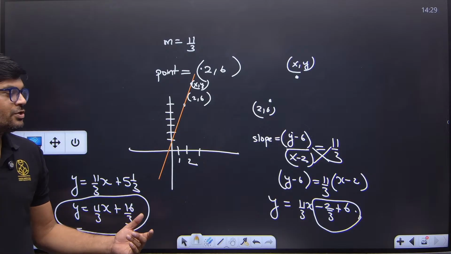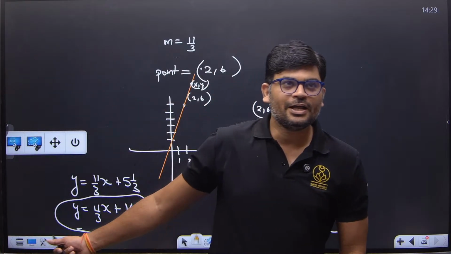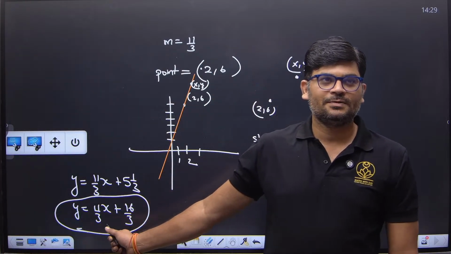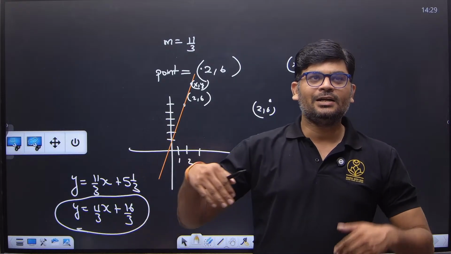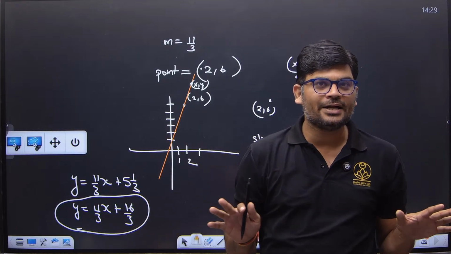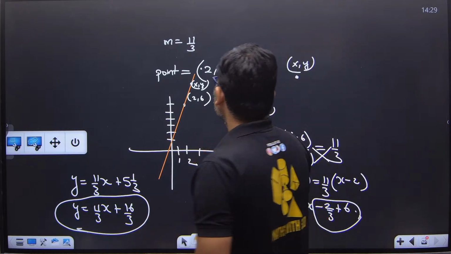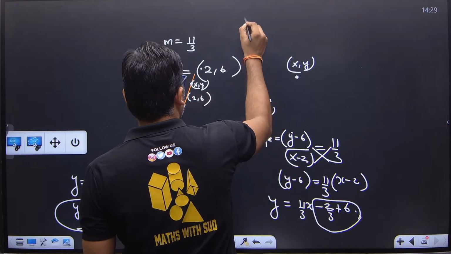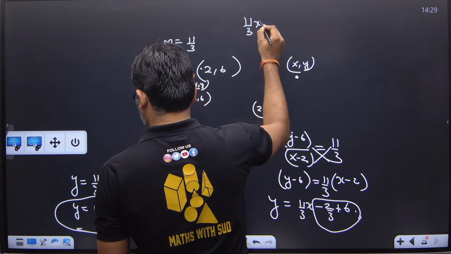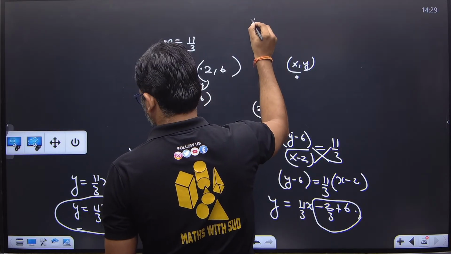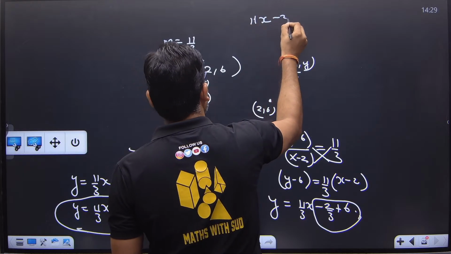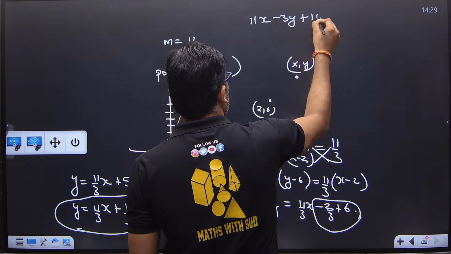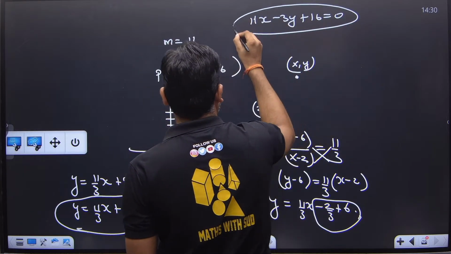Which form of equation will that be? We have written it in the slope intercept form. If you write it like that, it is not a standard form. Either you write it like this, 11 by 3x, or 11x minus 3y plus 16 is equal to 0. Either write like this. This is okay.